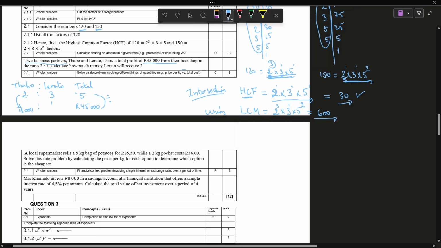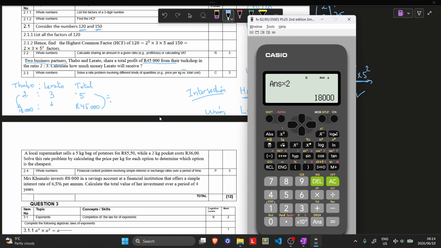And what should come here? I need to take the same 9,000 multiplied by 3. So I start with the same 9,000 again, or if I want, I can restart. I will do again the same 45,000 divided by 5. I get 9,000 and I multiply by 3.